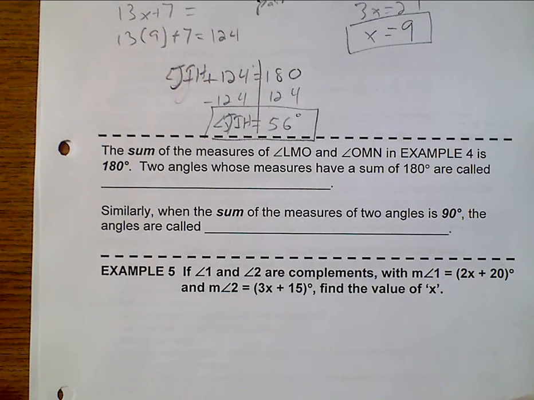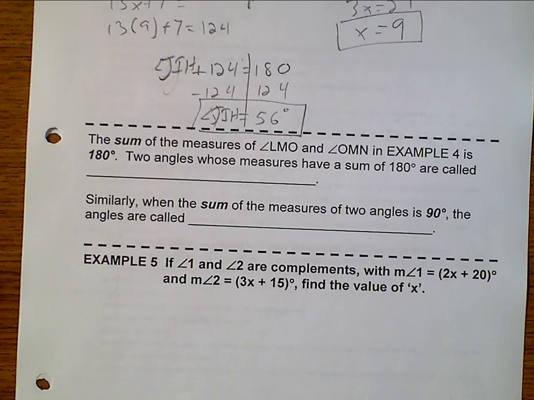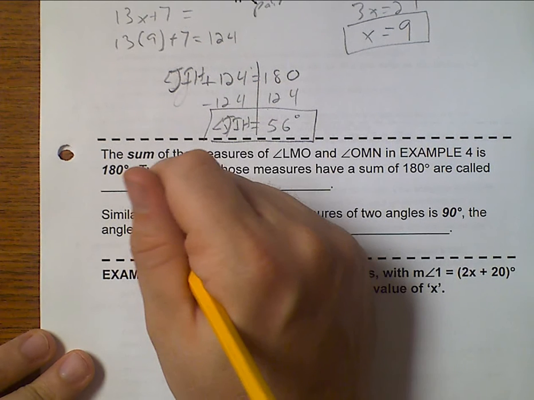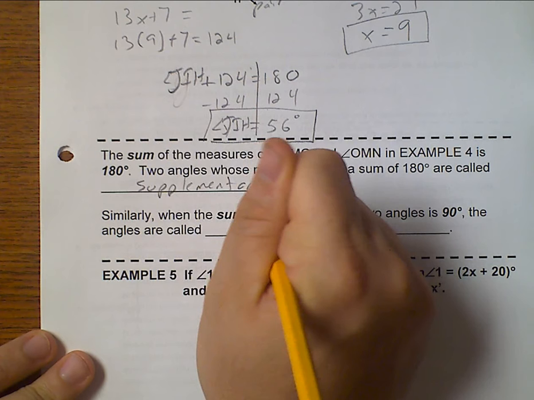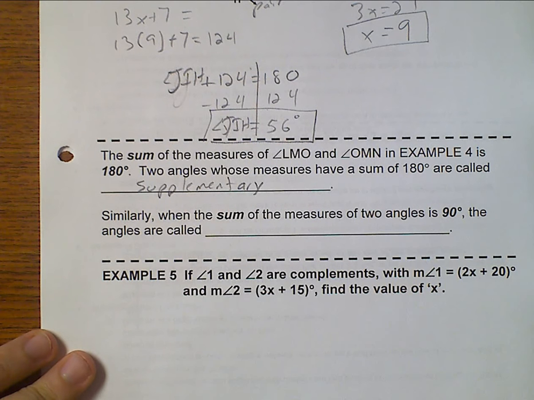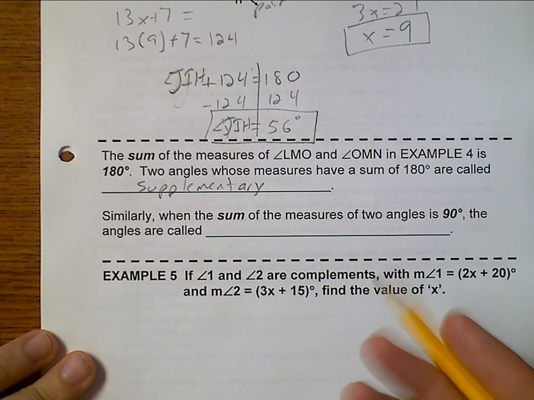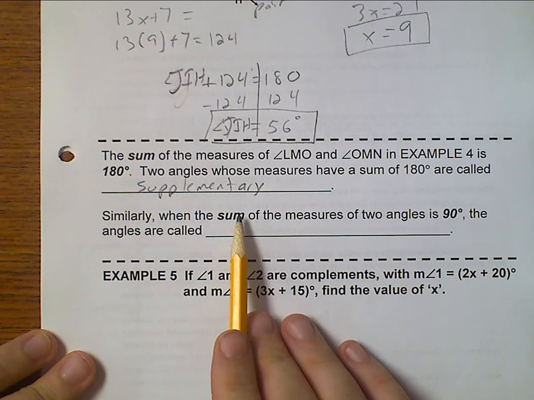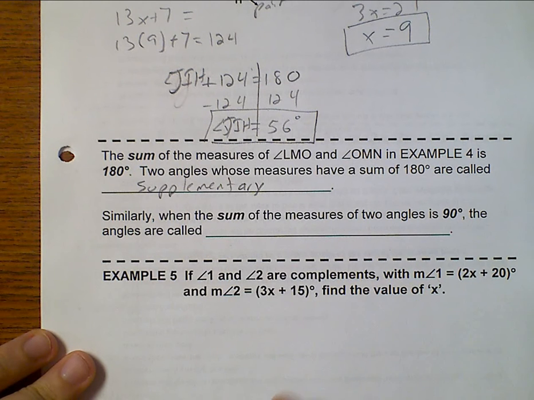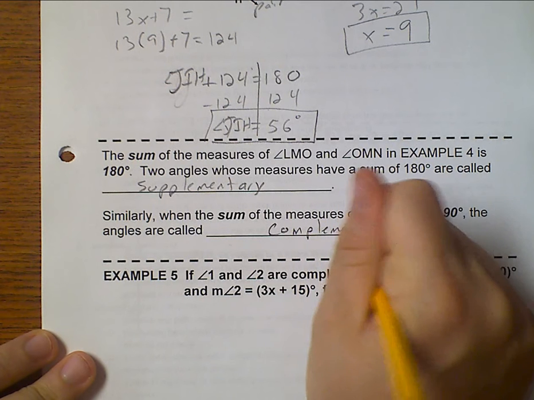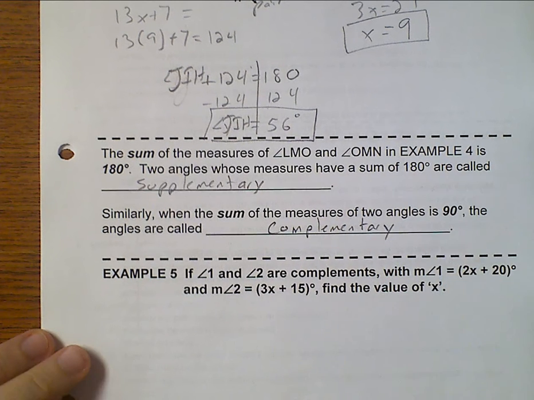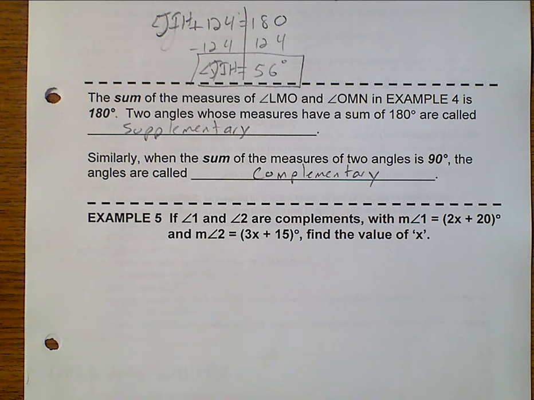The sum of measures angle LMO and OMN is 180. Two angles whose measures add up to 180 are called supplementary, which I've already mentioned. And similarly, if the sum of angles is 90, then they are complementary. So let's take a look at what this means for example 5.